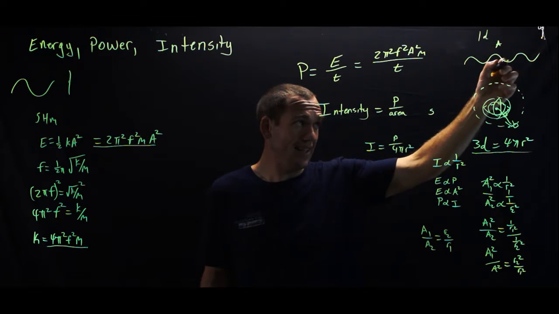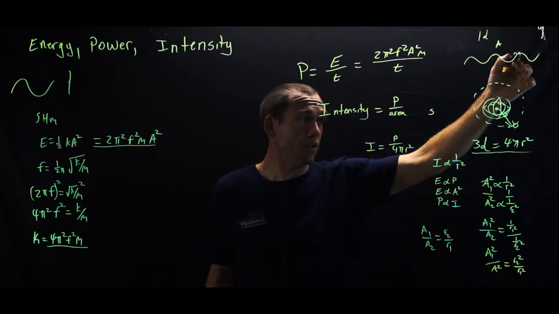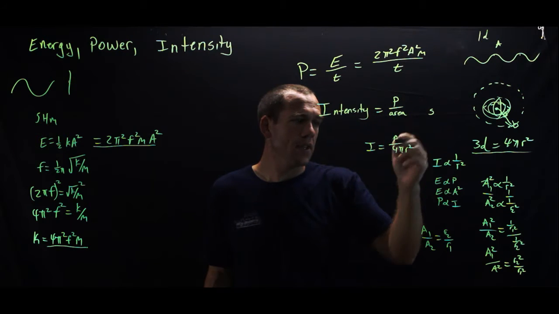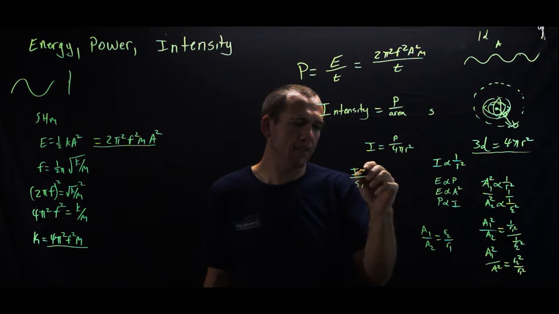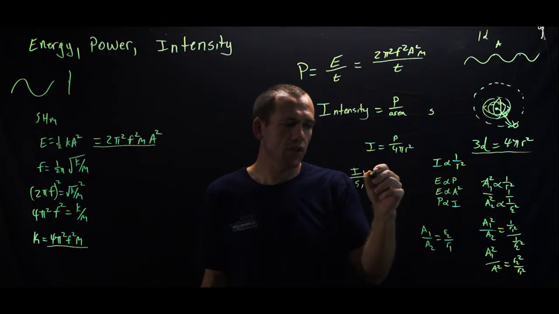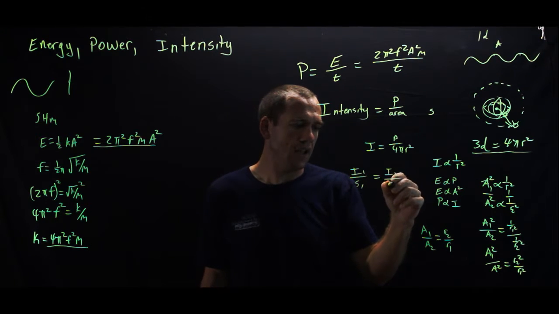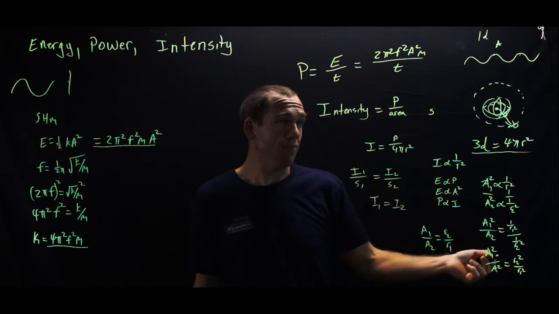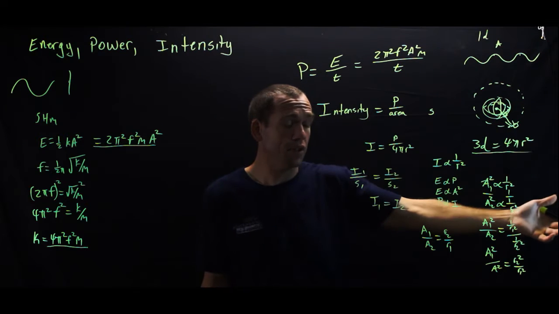All of the energy is contained to this string, so assuming there's no damping going on, then the amplitude here and the amplitude here is going to be the same. Because right here, I have intensity equals power over area. So if I have the intensity I1 over the area S1, this should be equal to the intensity I2 over the area S2. But if S1 equals S2, that means intensity at 1 is equal to intensity at 2. And if the intensity at 1 and 2 are the same, that means the power is the same. And if the power is the same, the energy is the same. And if the energy is the same, the amplitude is the same.